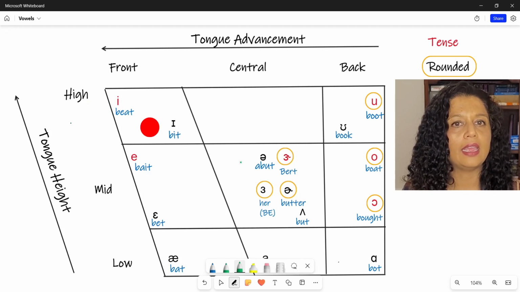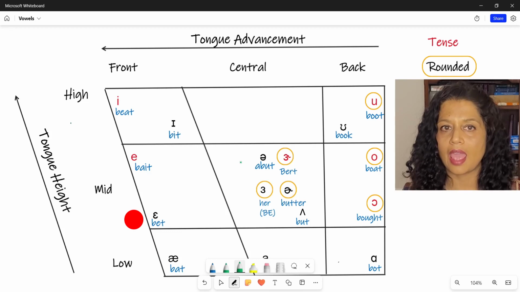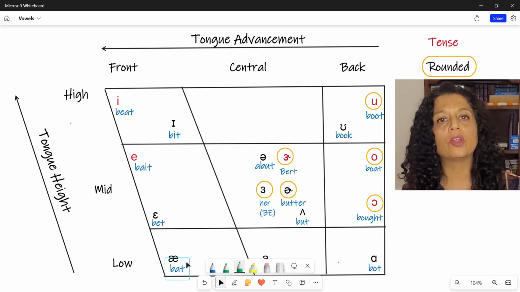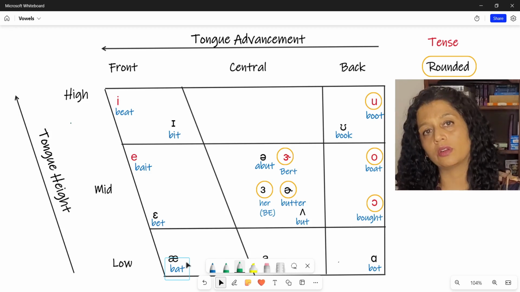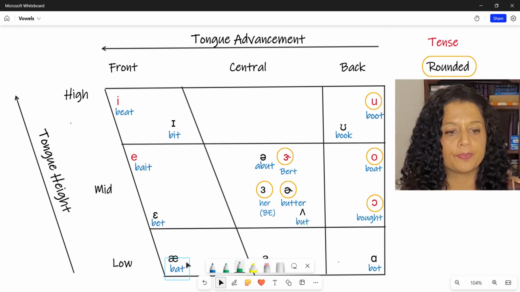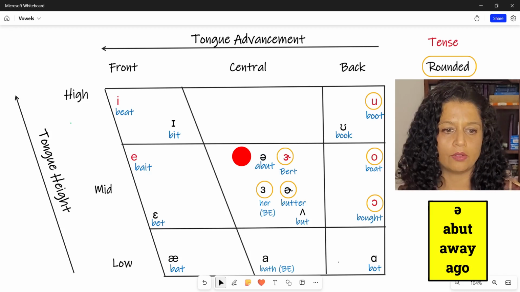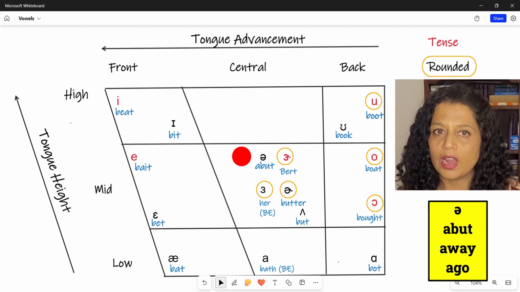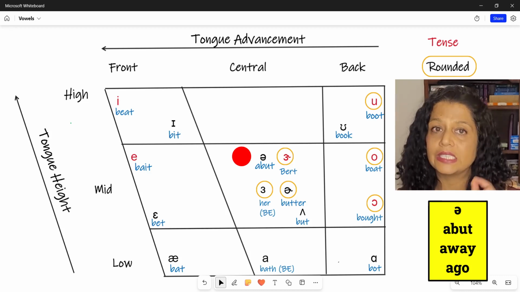E, I, A, ah. All right. Now we're going to move on to the central vowel sounds, which are the next most frequently occurring group of vowel sounds. The one that looks like an upside down E over here, it is the schwa sound, okay? It is an unstressed vowel sound, which means it only occurs in unstressed syllables.